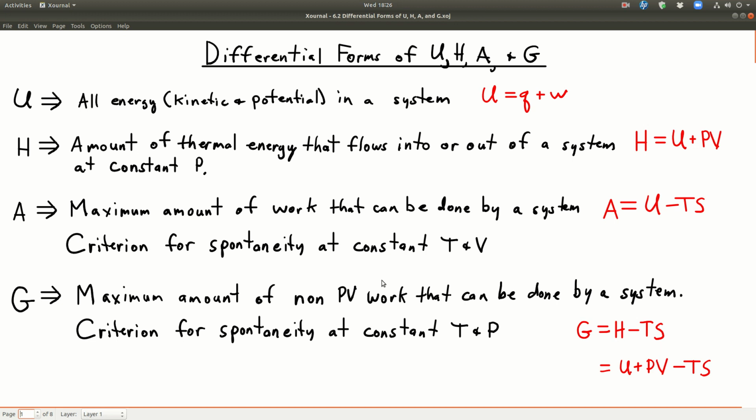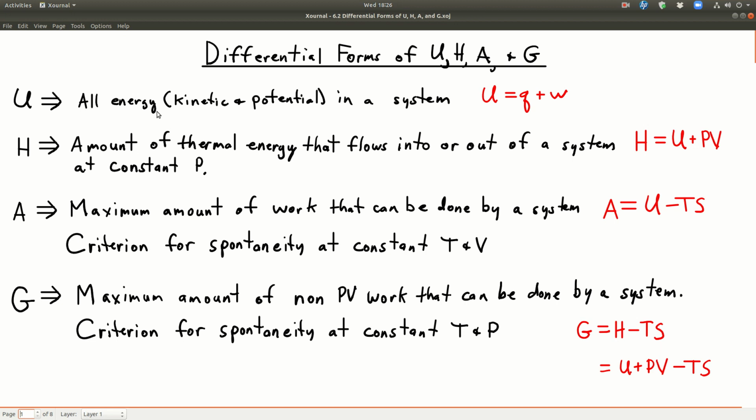Hi guys, so in this video we're doing section 6.2 and we're going to look at differential forms of internal energy, enthalpy, Helmholtz energy, and Gibbs energy. So just to remind you of what we know so far about these things.